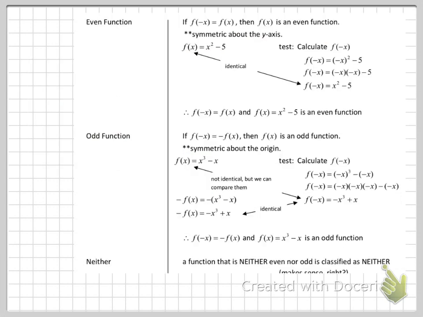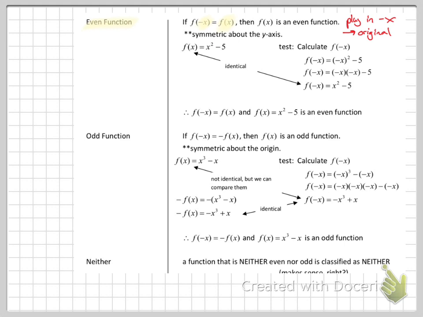Okay, next is even, odd, and neither. A function is even if when you plug in negative x, then you end up equaling the original function. So let's put this in words. Plug in negative x. You simplify it, and you get the original function. It didn't change anything when you plug in negative x.